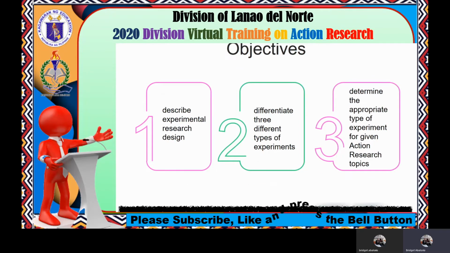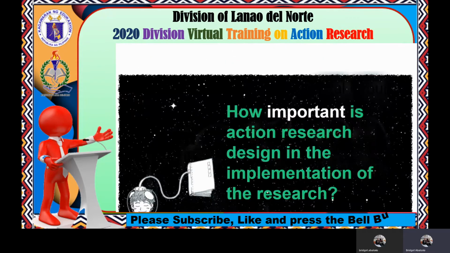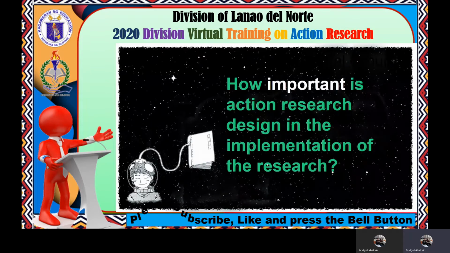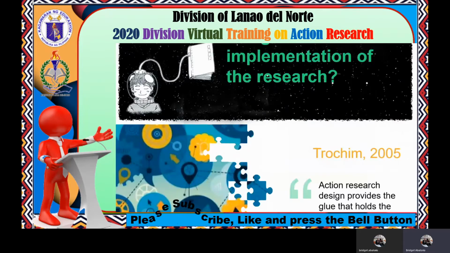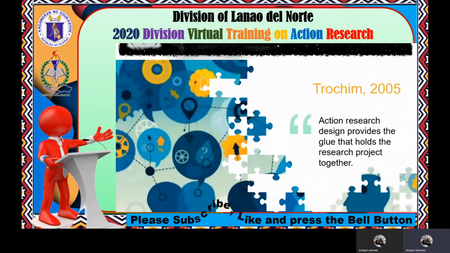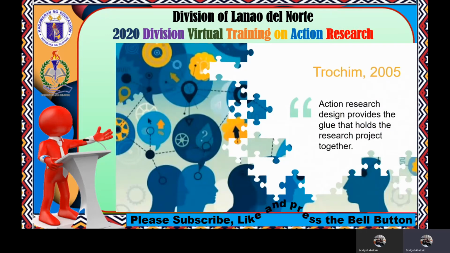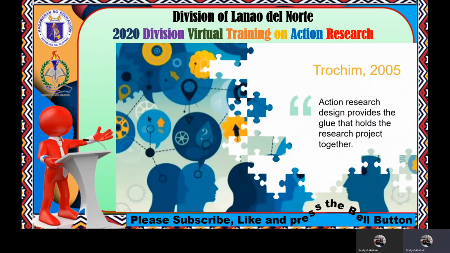Now, the question is, how important is action research design in the implementation of the research? Well, the action research design is used to structure the research from beginning to the end. So it is our blueprint on how we are going to answer our research questions. According to Trochim 2005, action research design provides the glue that holds the research project together.